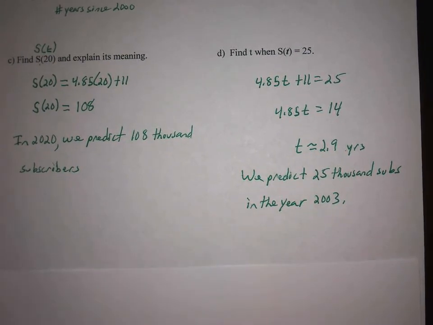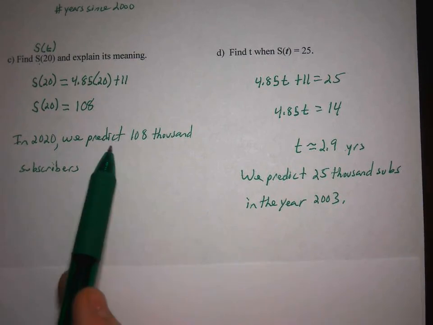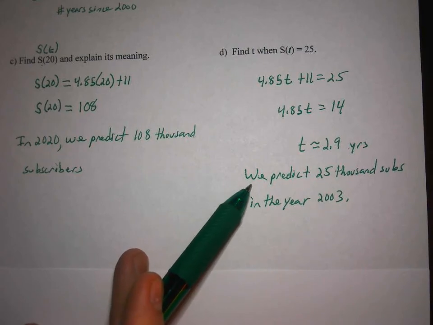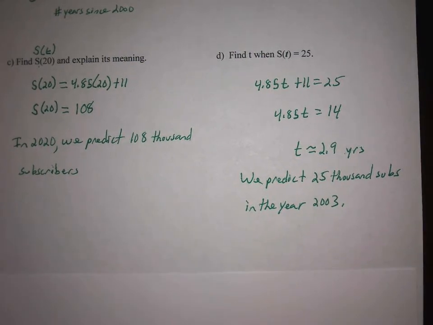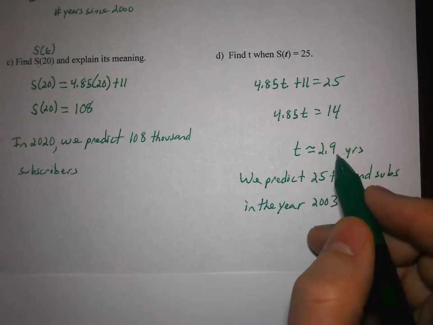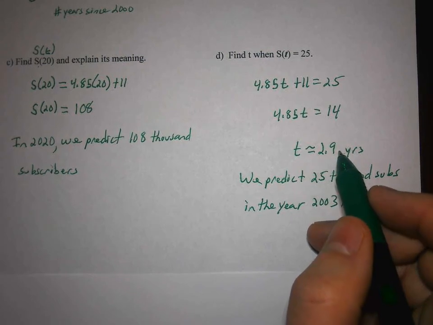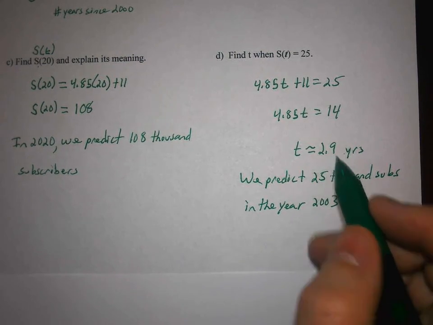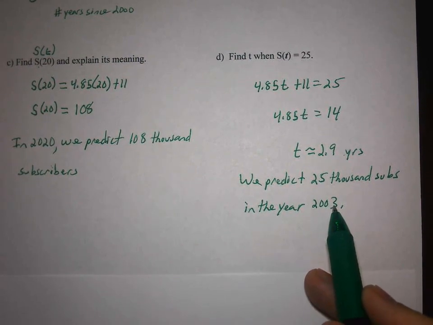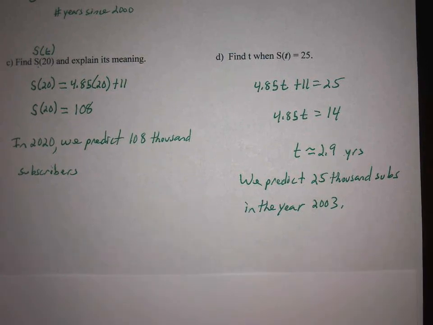And that's what we get. So in the year 2020, we predict 108,000 subscribers. And then we predict 25,000 subscribers in the year 2003. And again, when you solve for the t value, much of the time you will get decimals for answers. And again, how you round that is not something we're going to be too picky about in here. I would just say round it to the nearest whole number. So right around 3 years since 2000. So I said 2003. If you said during the year 2002, then that's fine also. So that's how you use function notation in word problems.